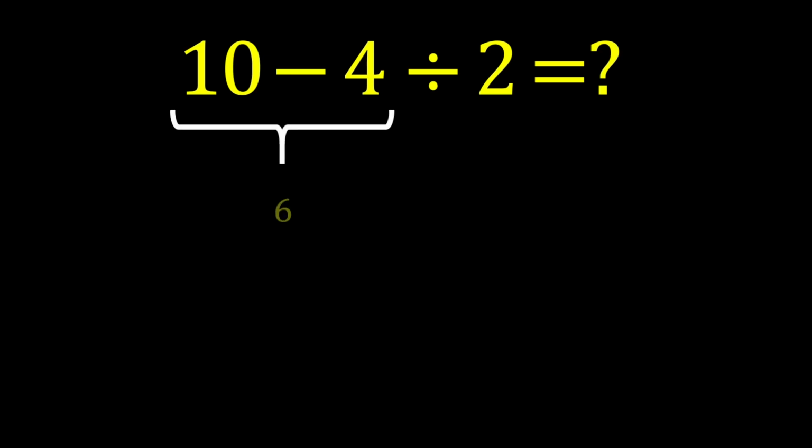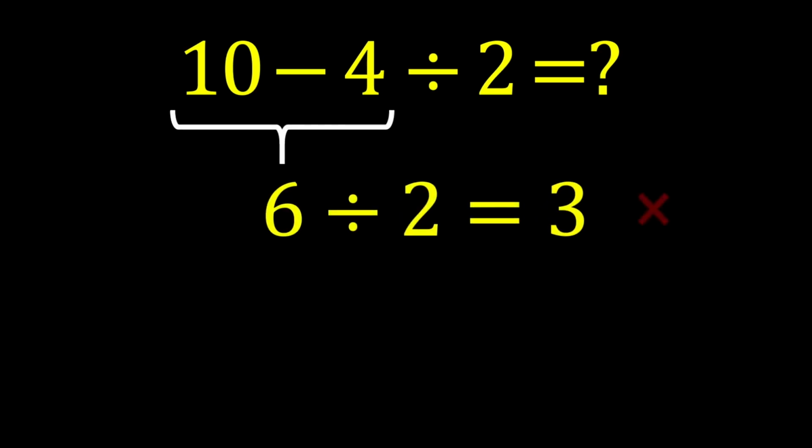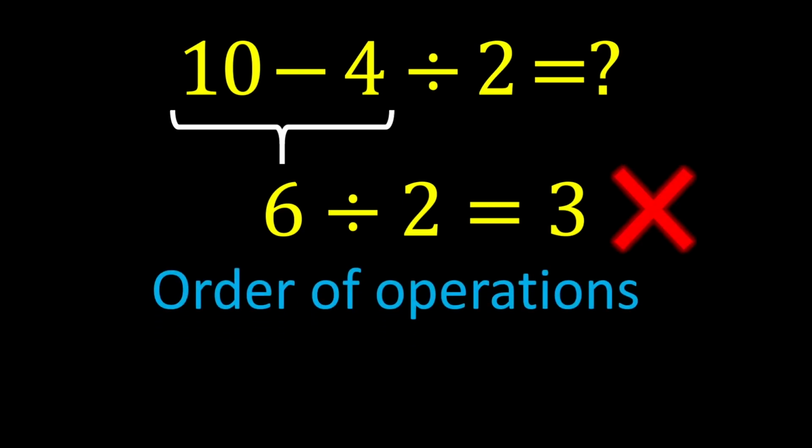10 minus 4 equals 6, then 6 divided by 2 equals 3. But this answer is not correct because we did not follow the order of operations, which is one of the most important rules in mathematics. The order of operations is commonly known by the acronym PEMDAS.